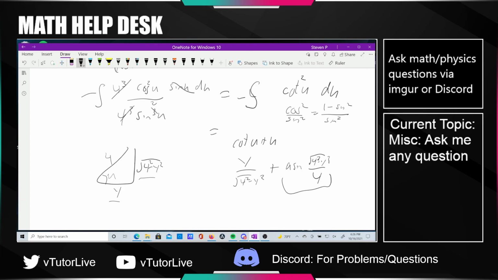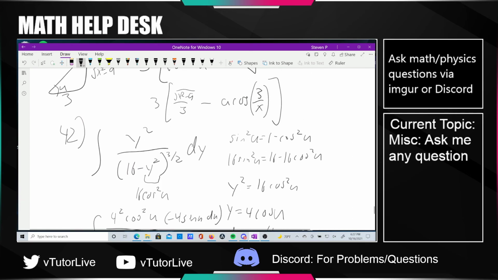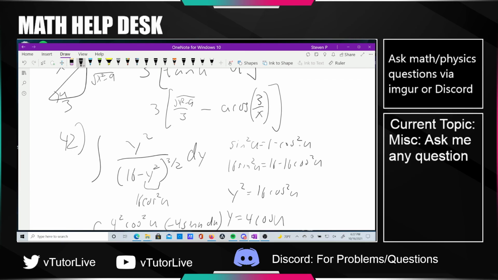But one thing that I actually noticed about this problem that tripped me up for a little while was that instead of doing sine squared equals 1 minus cosine squared, we could have just as easily done cosine squared equals 1 minus sine squared, right? Because sine and cosine are pretty much symmetric in this trig identity.